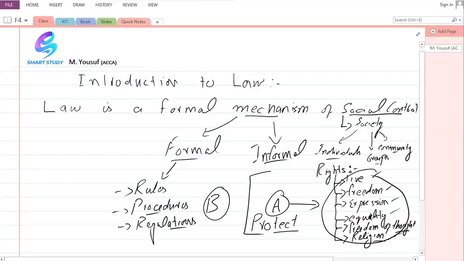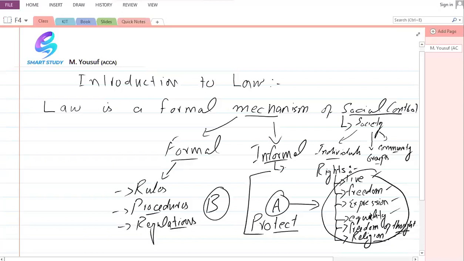So this is how we formally bind all individuals that they must follow certain rules. So this is a formal mechanism. There may be an informal mechanism as well. So how can we informally create a mechanism of social control?